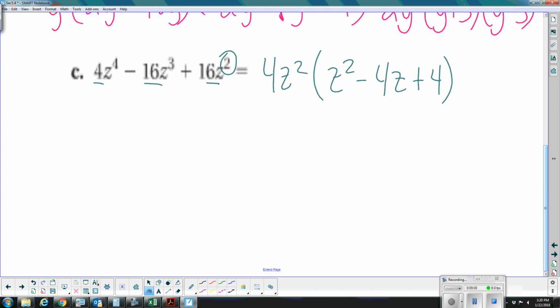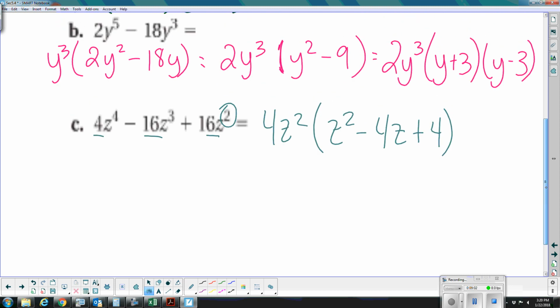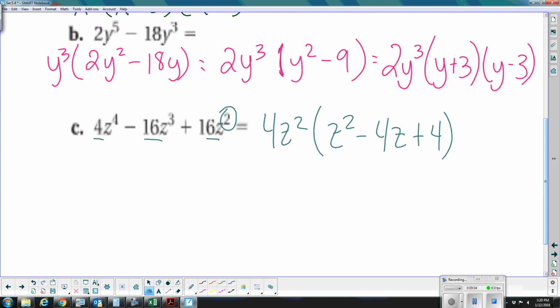That's not quite factored completely, so I can go one step further, and I can factor that z squared minus 4z plus 4, where my factors of 4 are negative 2 and negative 2, and if I add those together, I get negative 4. So factored completely, I have 4z squared times z minus 2 squared.